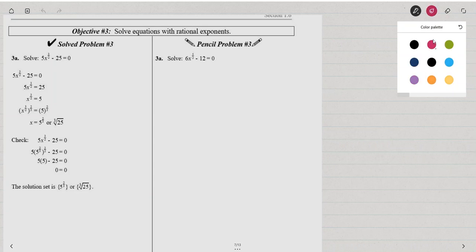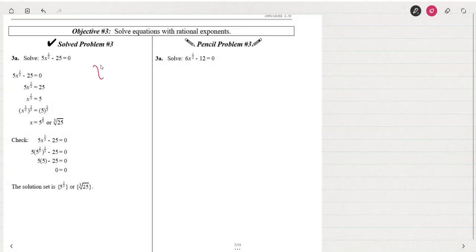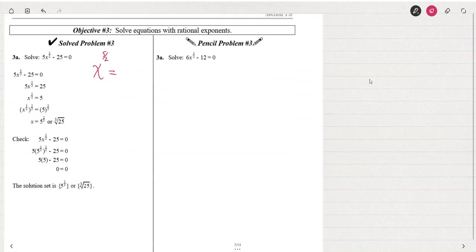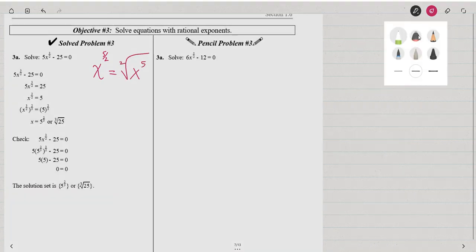Solve 6 times x to the 5 halves minus 12. I'm going to remember that x to the 5 halves means x to the 5th and then square rooted. Do you see where that comes from?